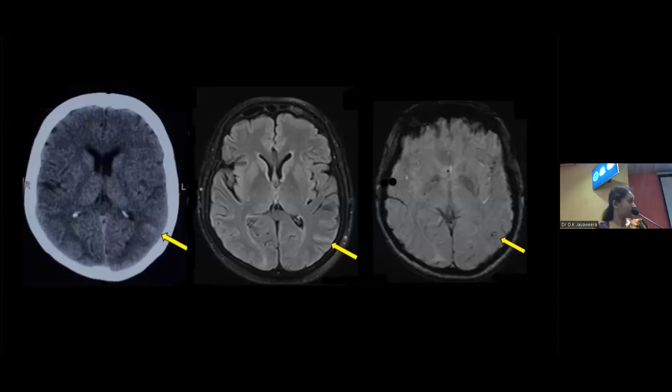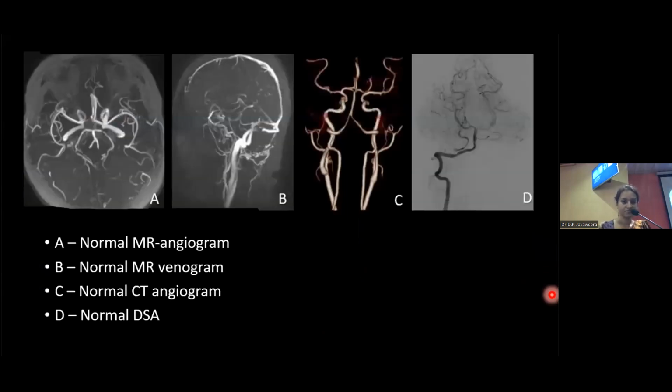This is her imaging. I hope you can see. The arrow points to blood within the sulcus in the temporo-occipital region. And this is an MRI FLAIR sequence which confirms that. And there is blooming in the SWI. So this is a convexity SAH. This is her vascular imaging. You can see she has a normal MR angiography, MR venogram, and the CT angiogram as well as the DSA are all normal in this patient.